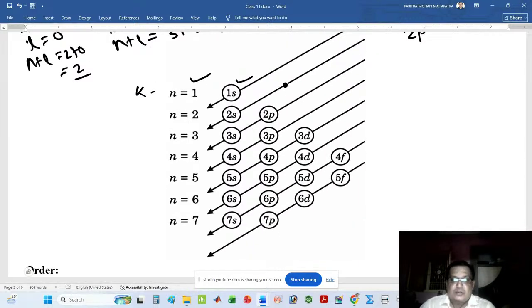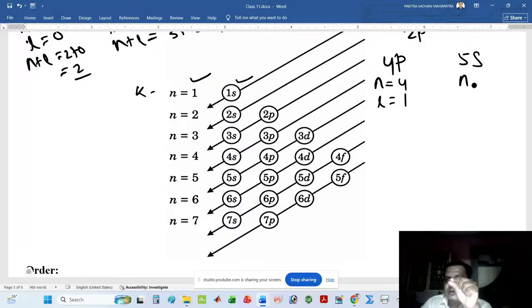Suppose we think about the 4p orbital and a 5s orbital. Apply the first rule first. Here n is equal to what? 4. Here l is equal to what? 1. For 5s, n is equal to 5, l is equal to 0.